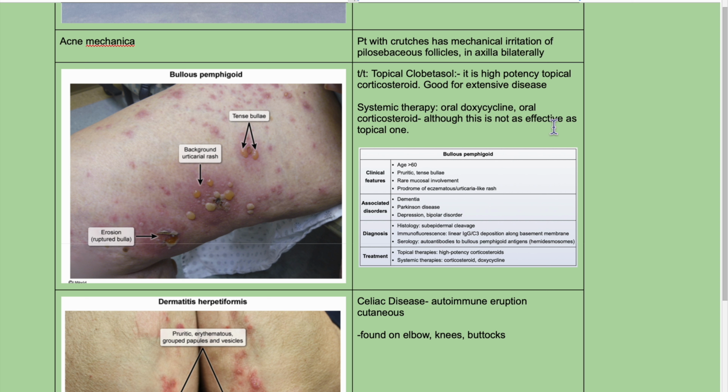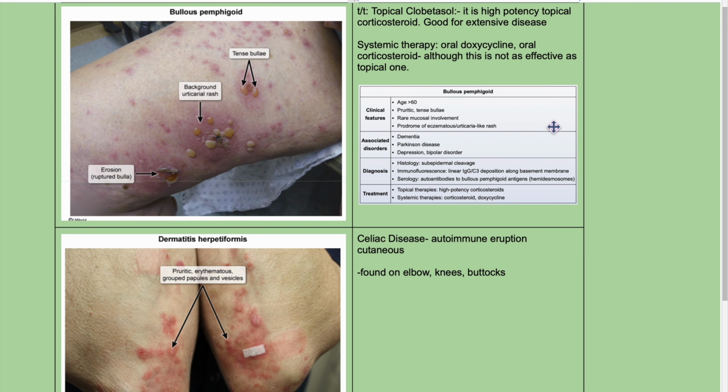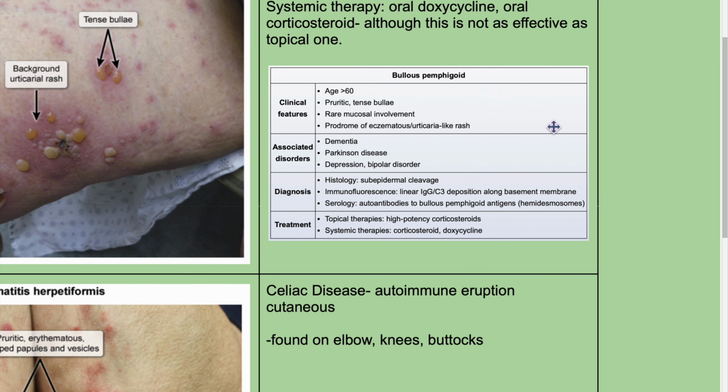Clobetasol is a high potency topical corticosteroid, good for extensive disease. Systemic therapy is oral doxycycline and oral corticosteroids, although it is not as effective as the topical one. Mostly skin conditions go with topical over systemic most of the time, not all the time.